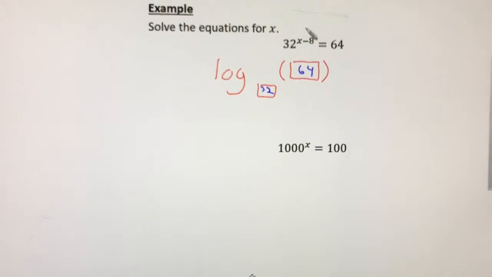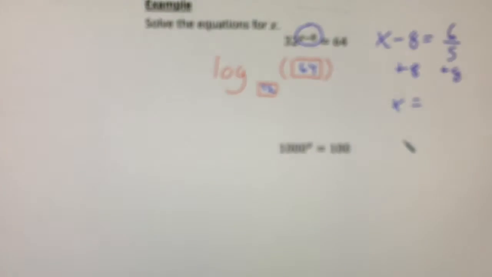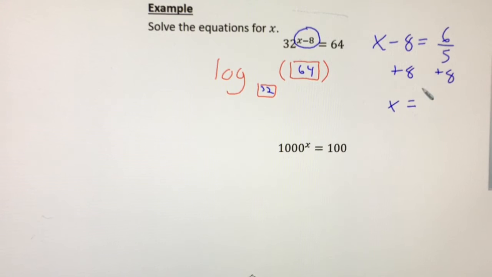Okay? Now what you have to do is go back to middle school and write this down: x minus 8 equals 6 fifths. While that's still in your screen, you're going to add 8 to both sides. So your answer is going to be x equals whatever 6 fifths plus 8 is. I got 46 fifths. Oh, you hit SD? 9.2. So the fraction is 46 fifths or 9.2.